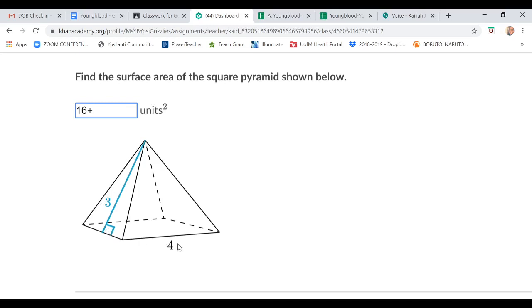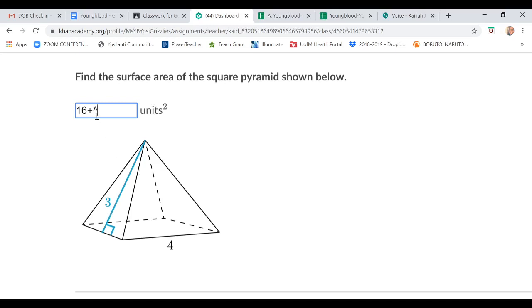So we have 4 triangles because we have 4 sides, right? 1 triangle here, 1 triangle here, 1, 2, 3, 4. And the height for these triangles is 3. So the height is 3 and the base is 4. Area of a triangle we know is base 4 times height 3, so that gets us 12, and divide that by 2, so we have 6.